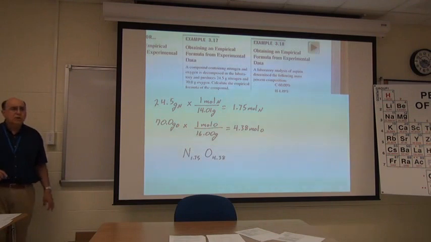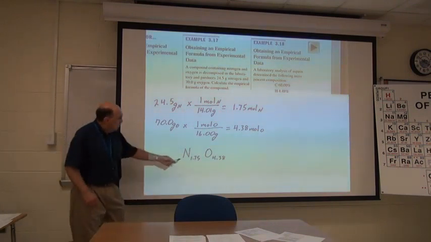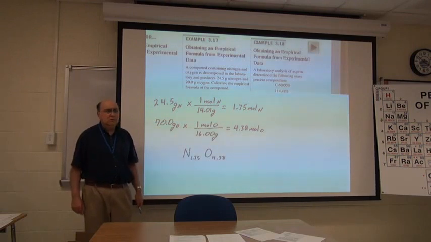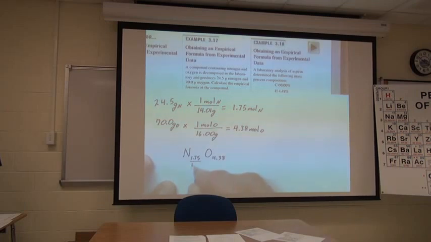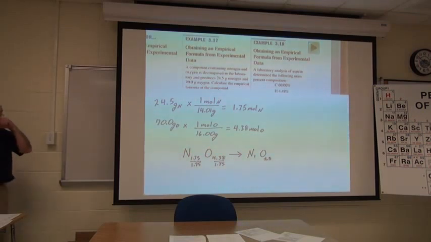1.75, 4.38. Okay, here's the hard part. Are you ready for the hard part? Which of these numbers is smaller? This one. You divide by it. And so what does that give us? Well, this divided by that is 1. This divided by that is about 2.5. Now, if this was your data, I would say round that up to 3.